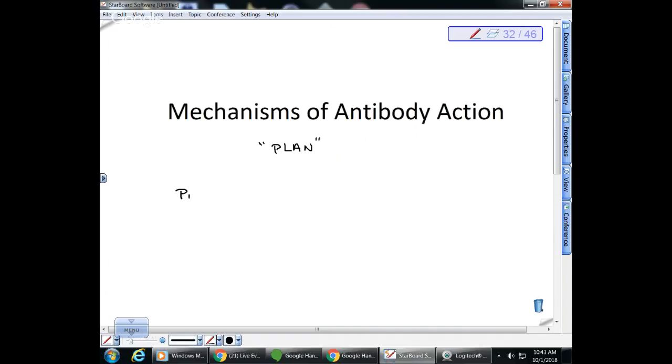Okay, so the first one is precipitation. This means that it comes out of solution. So let's say that we have a neurotoxin in the body and it is in solution and traveling throughout the body. This antibody could bind to it and cause the toxin to come out of the solution, right? So it can cause toxins to come out of solution.